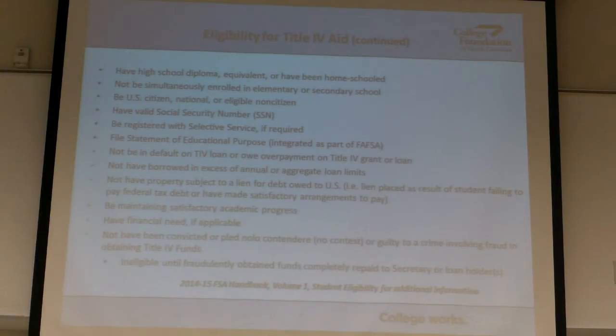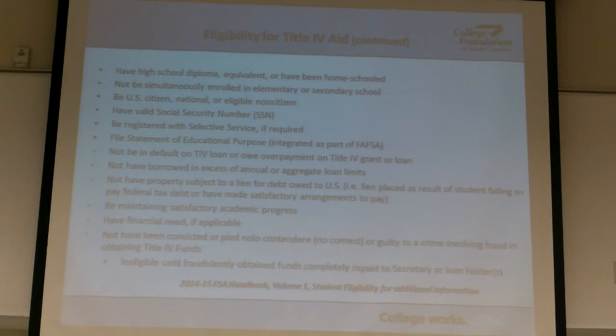The student cannot be in default on a Title IV loan or have an overpayment of a Title IV grant or loan that they've received in the past to be currently eligible. The student can also not have borrowed more than the annual or aggregate loan limits for any federal student aid program. This is an interesting one, the student cannot have a property subject to a lien or debt owed to the U.S. government. A lot of the times, this is if a student has a prior tax debt, the IRS will place a lien on the property. Those students aren't eligible for any Title IV funding until that's resolved.